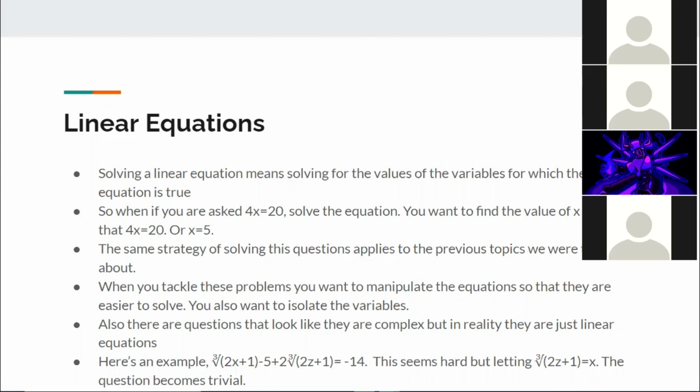The same strategy of solving these equations applies to the previous topics we were talking about. When you tackle these problems, you want to manipulate the equations so that they're easier to solve. So you also want to isolate the variables. Basically, if you're given an equation and you have a bunch of numbers on one side, you want to make sure that the variable is the only thing on that one side. So you subtract numbers to get it in such a way. And sometimes there are linear equations which look complicated, but they're actually really easy.